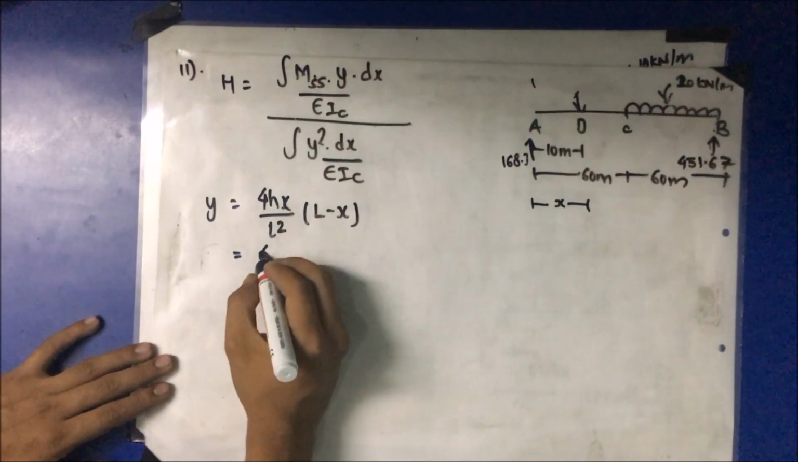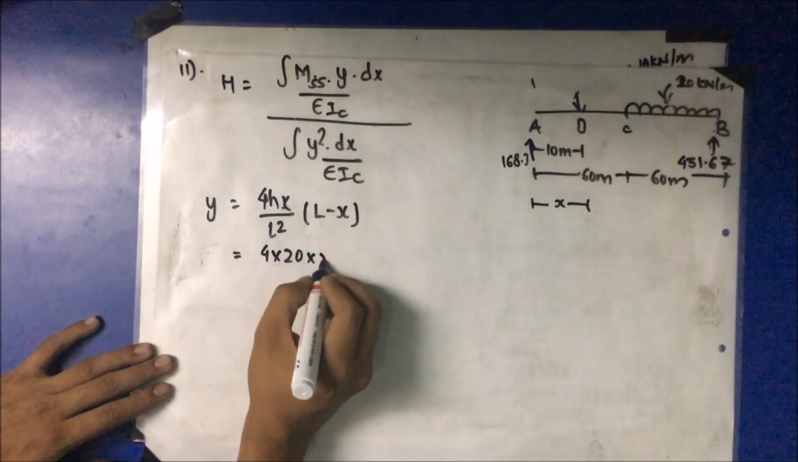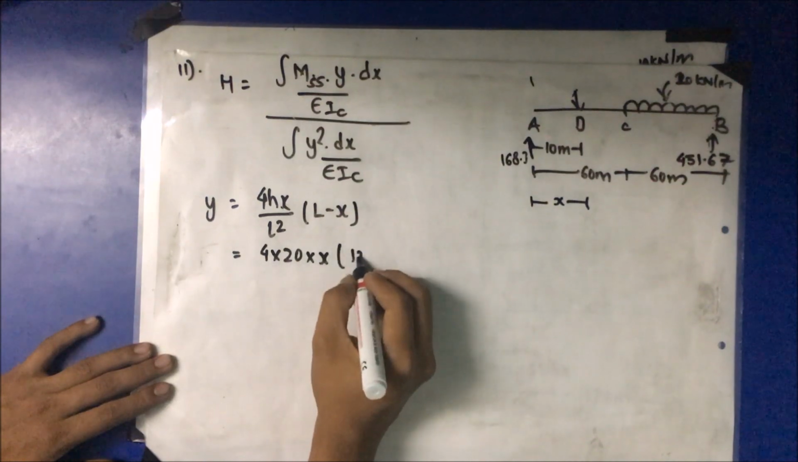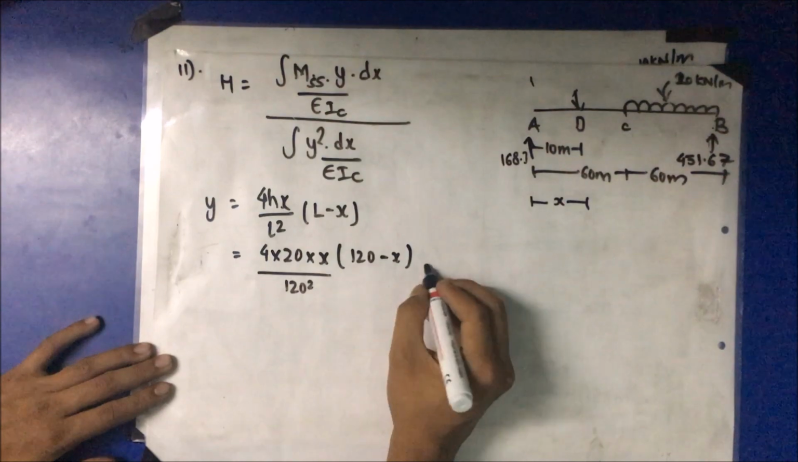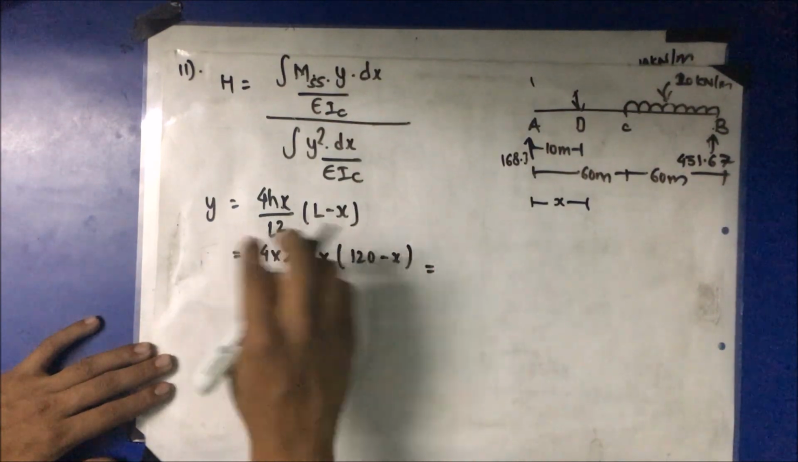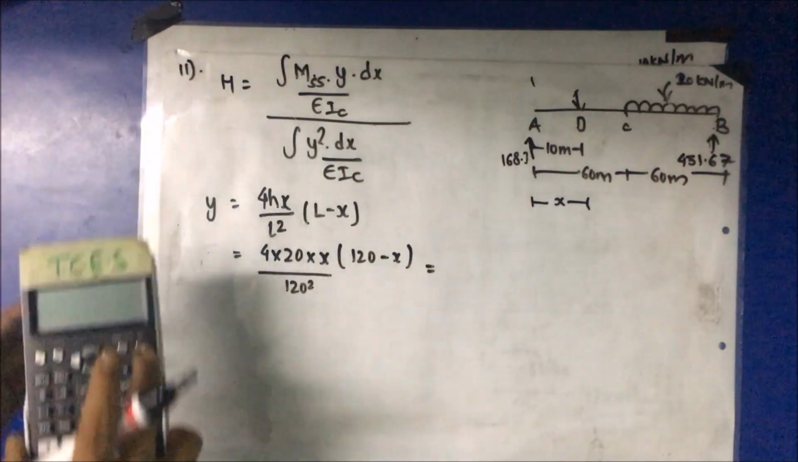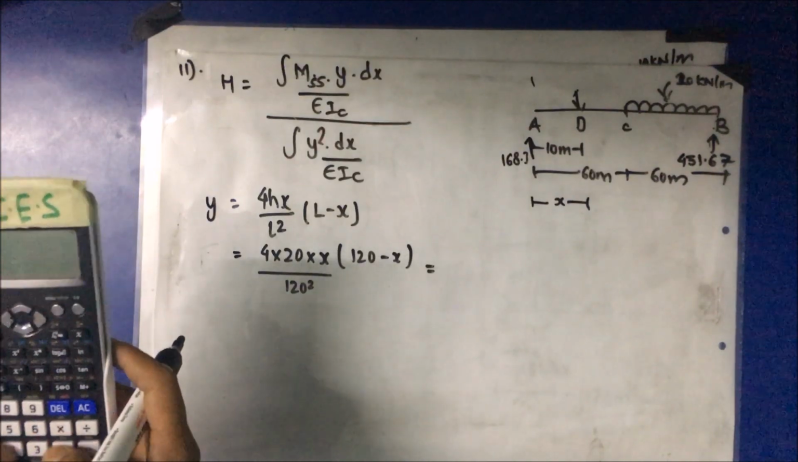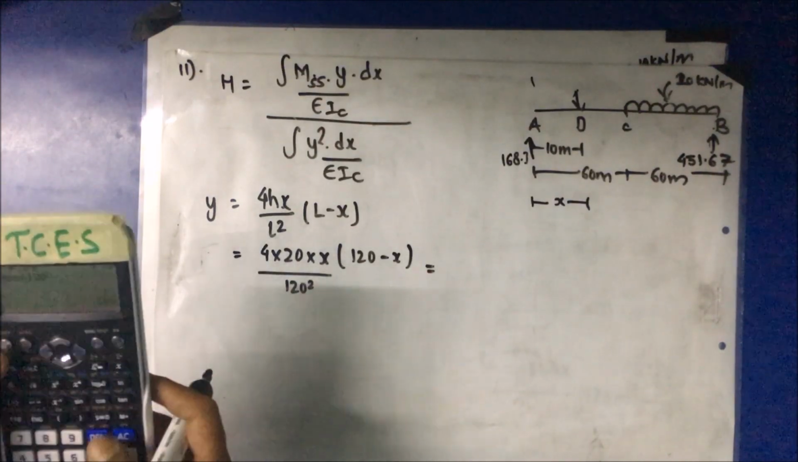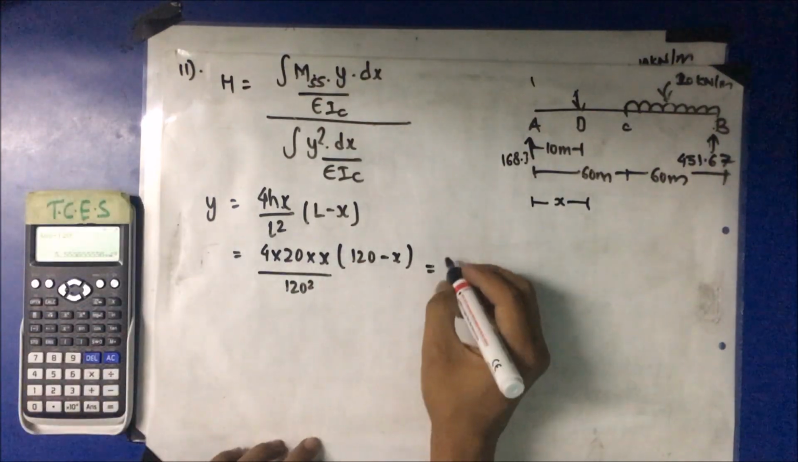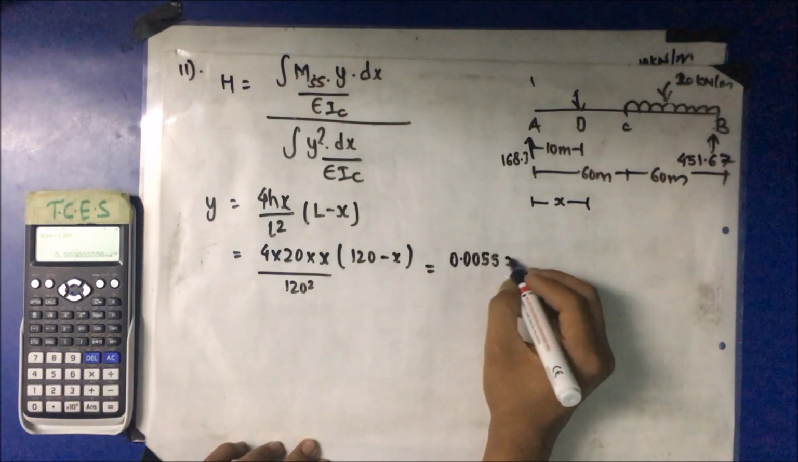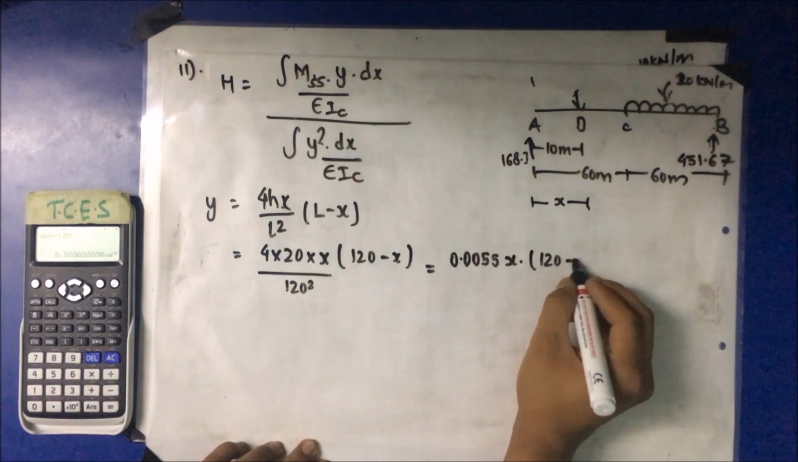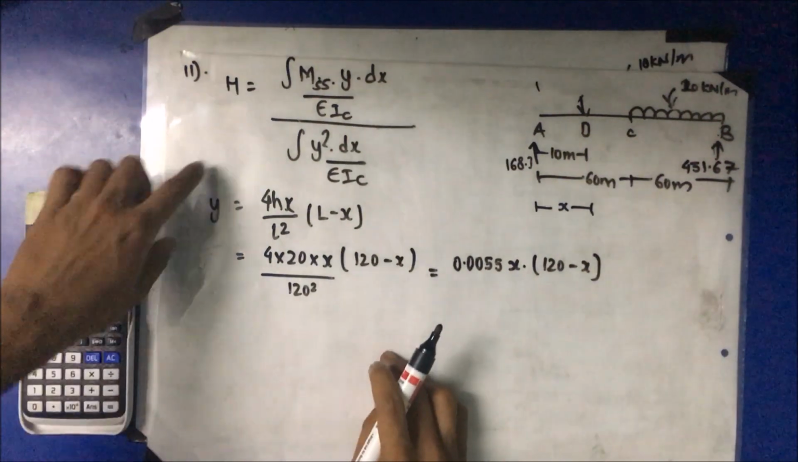So 4 multiplied by 20 into x, 120 minus x divided by 120 square. On dividing, we get 4 multiplied by 20 divided by 120 square, which gives 0.0055 x (120 minus x). Okay, so this is the value for y.